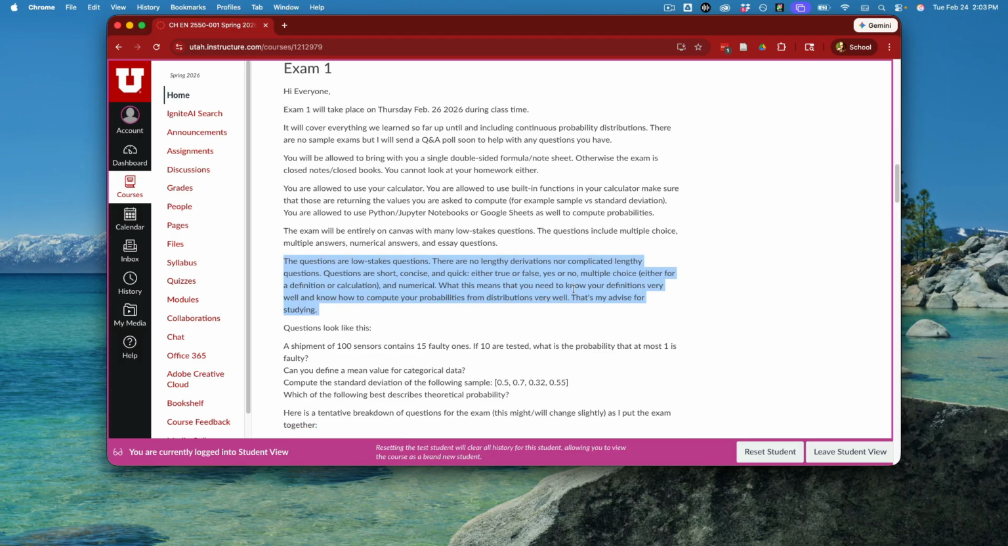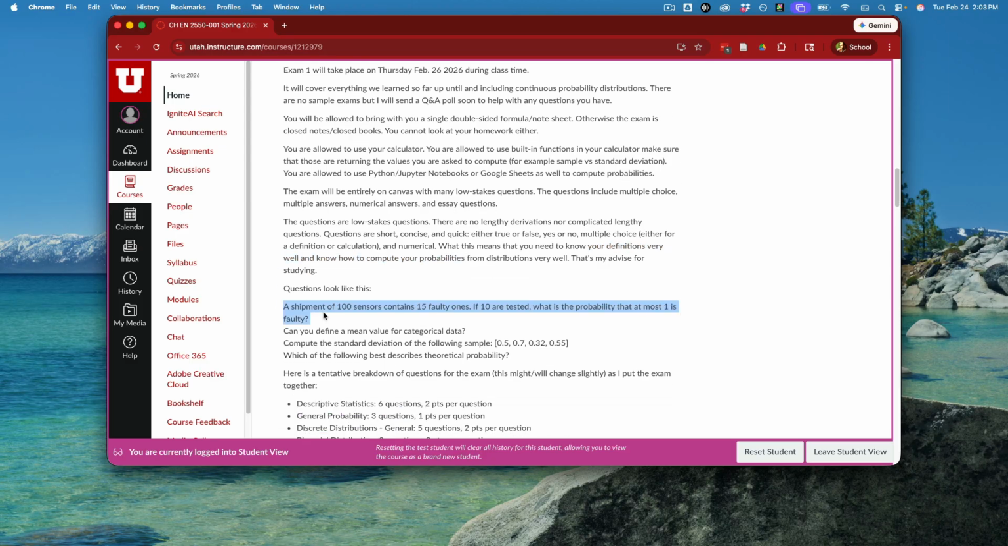So my advice for studying is know your definitions very well, okay? Know the definitions very well. Questions look like this: a shipment of 100 contains 15 faulty ones. If 10 are tested, what's the probability that at most one is faulty? Okay, that immediately jumps to hypergeometric. Open up your notebook or your calculator, put in the numbers, get the answer.